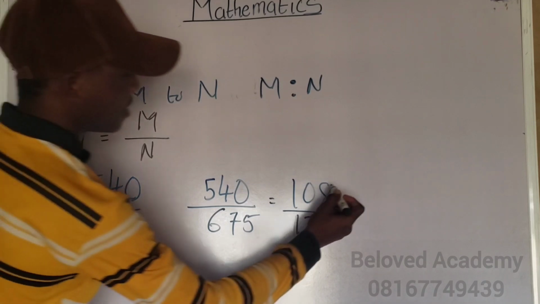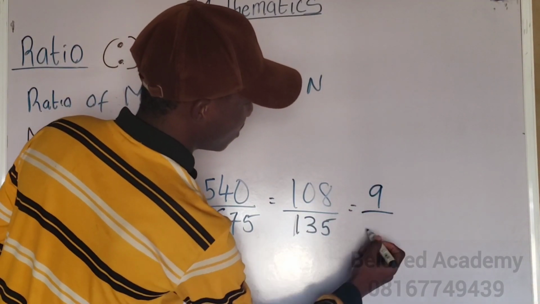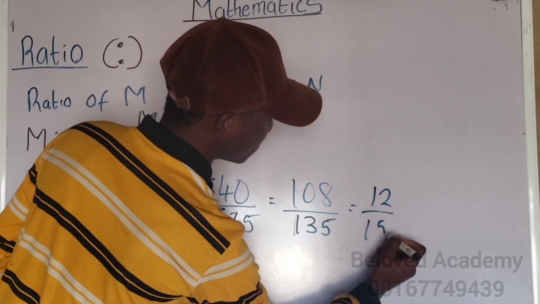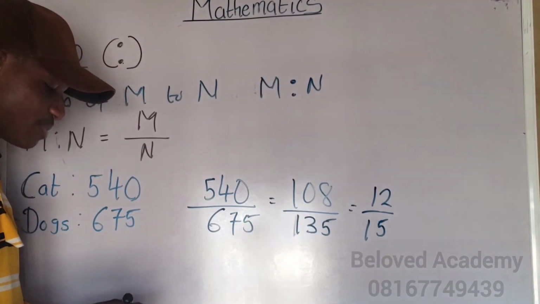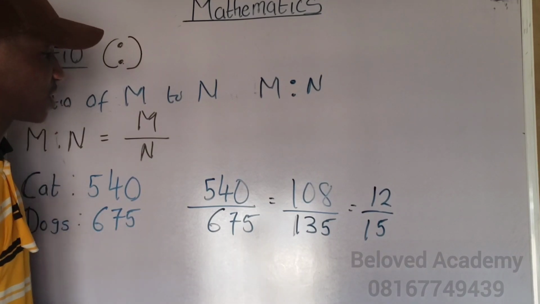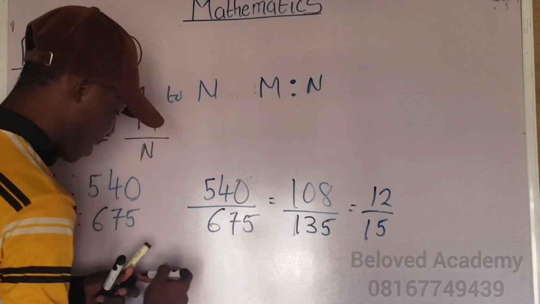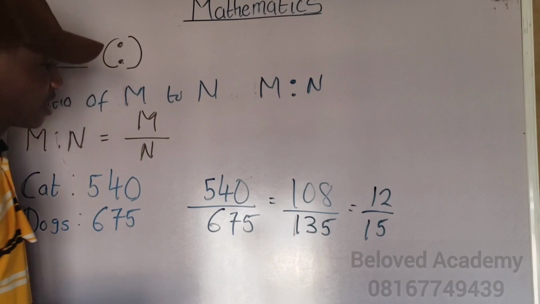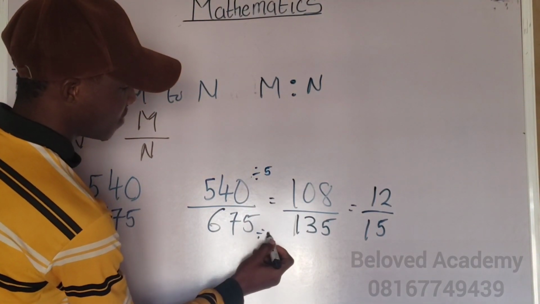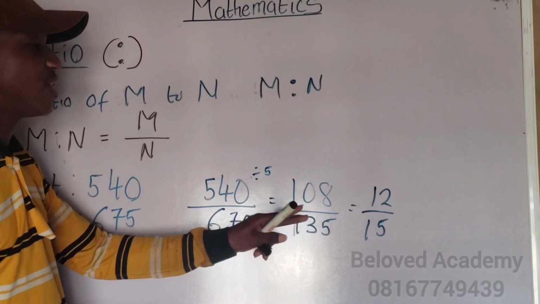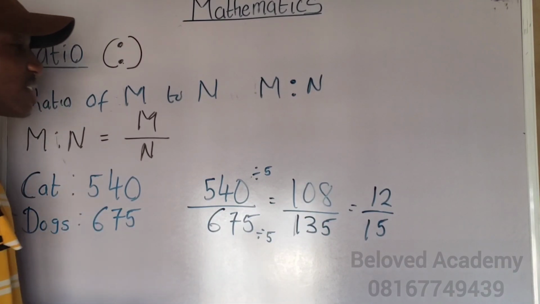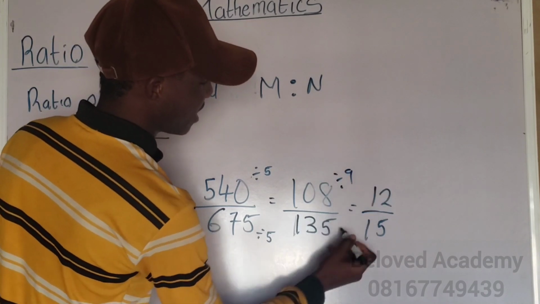So this divided by 9, that is 12 over 15. If you divide 108 by 9, you are going to get 12, and for 135, you are going to get 15. At this form, I divide this by 5, and I divide this by 5. Then I realize that I can also divide both the numerator and the denominator by 9. You understand?